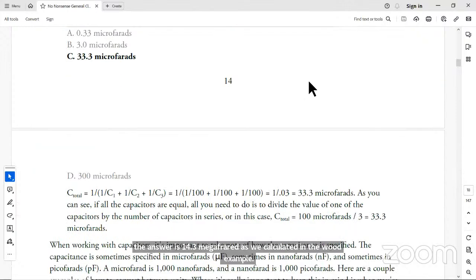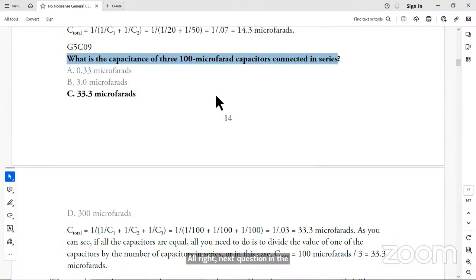All right, next question in the question pool. What is the capacitance of three 100 microfarad capacitors connected in series? Dissecting this question, they're asking us for capacitance, so we know the answer is going to be in farads. Of what? It's three capacitors and their equivalent value, 100 microfarad.